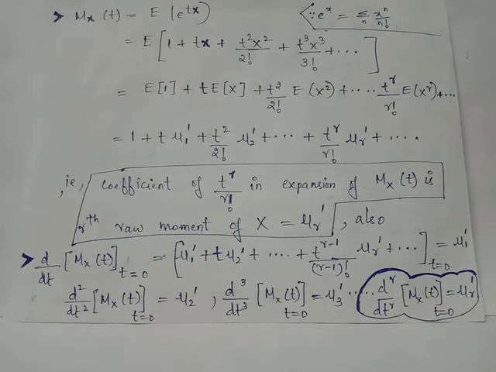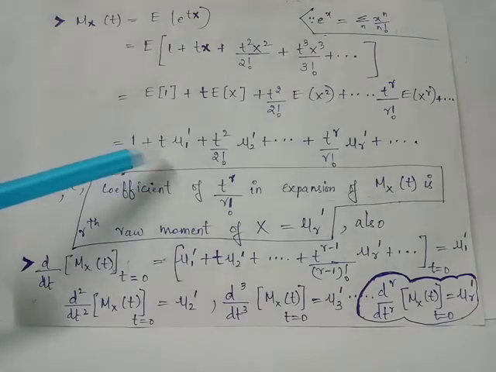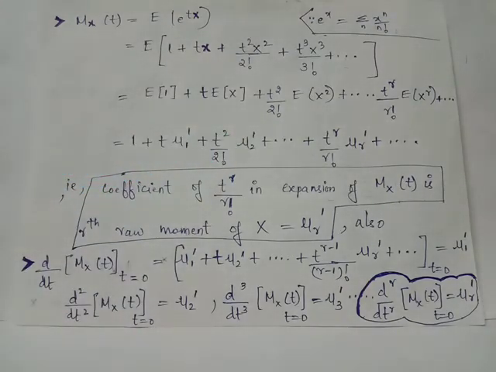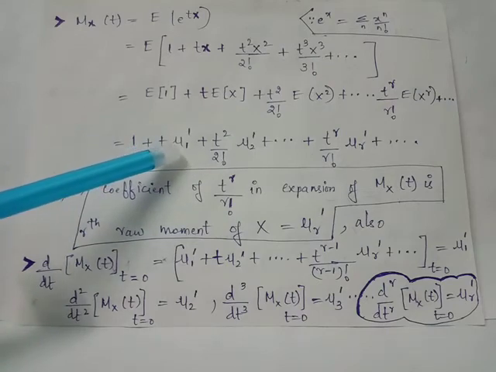Another important fact is that when we consider the derivative of moment generating function M_X(t) at t equals 0, when you consider the first order derivative d by dt, you are having the answer mu1 dash plus t times mu2 dash plus etc., t raised to r minus 1 upon r minus 1 factorial into mu r dash plus etc. This is obtained because you are taking the derivative of this expansion with respect to t. So the derivative of 1 will be 0. The derivative of this term with respect to t will be mu1 dash.